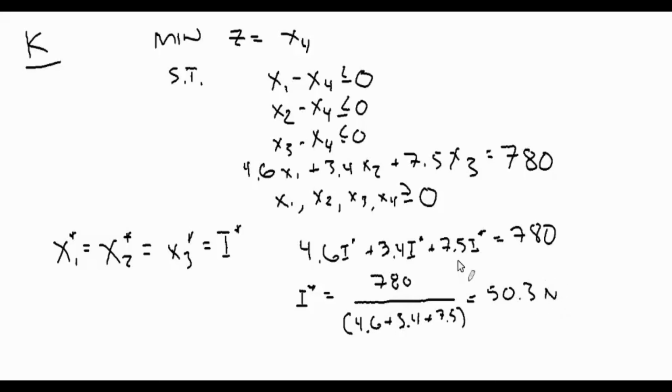Now, I've conjectured with an arm-waving argument that this is the optimum solution, okay? And since x1, x2, and x3 are equal to I star by our conjecture, we would say then that x1 star is equal to x2 star is equal to x3 star equals I star, which is 50.3, and this would be 50.3 newtons.